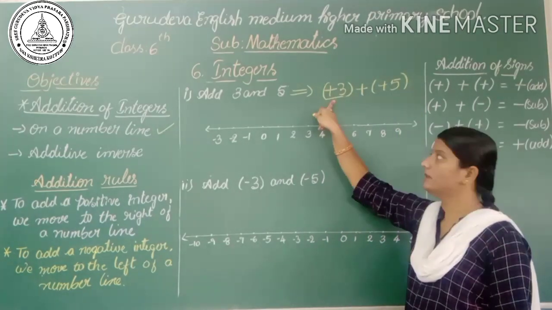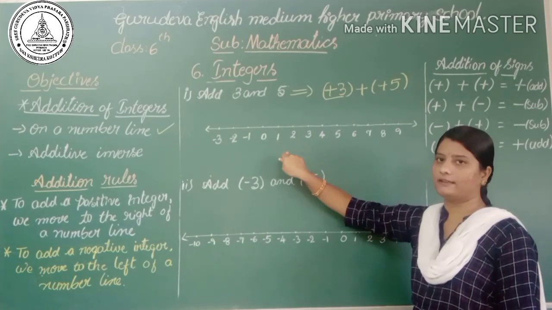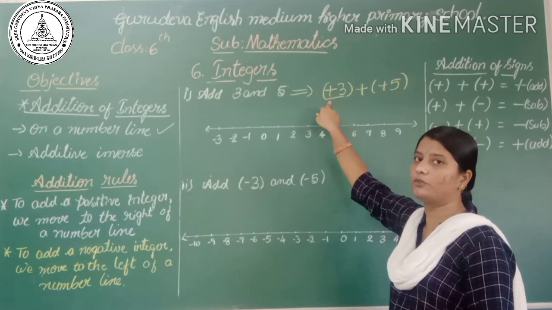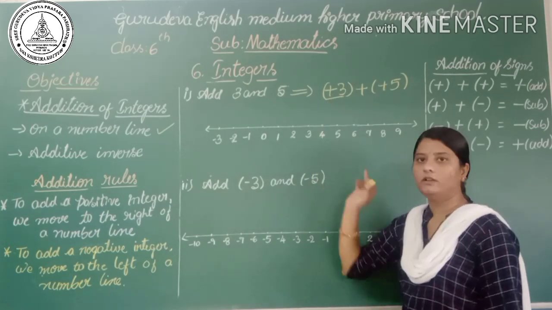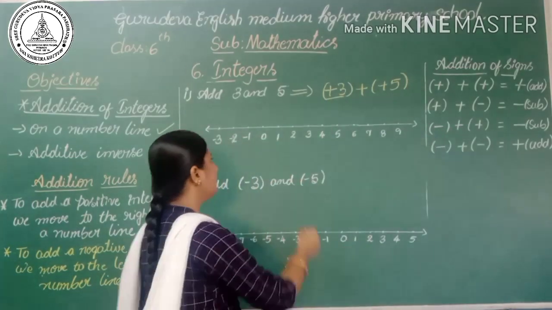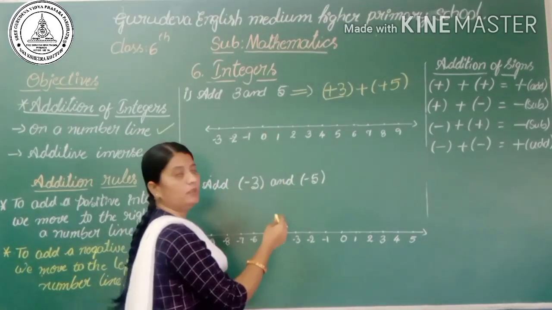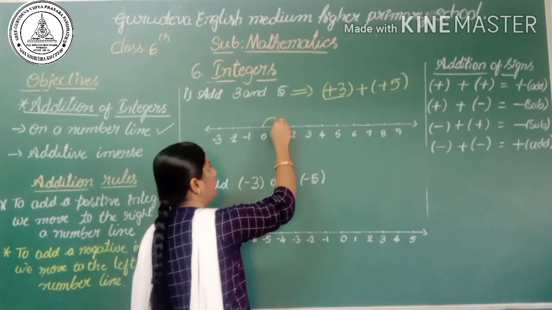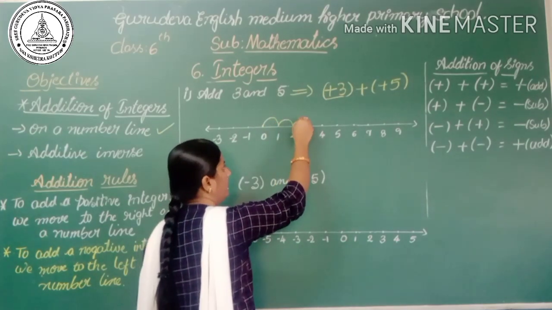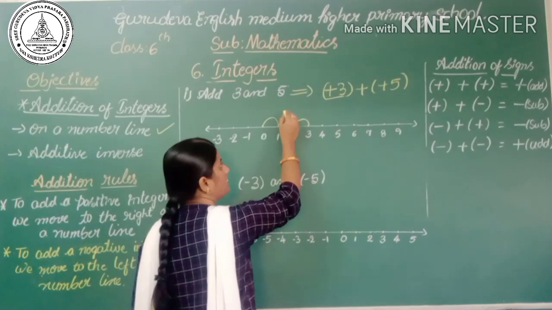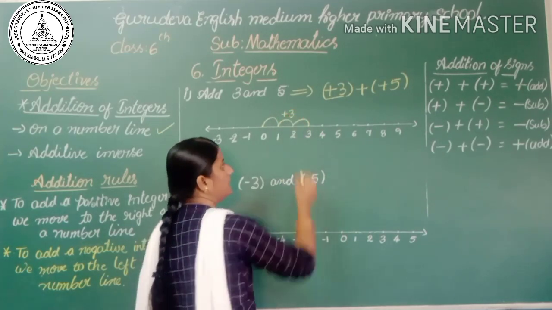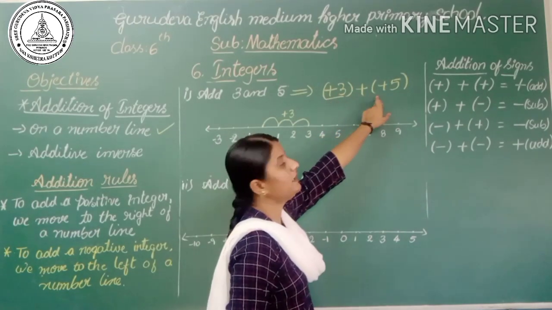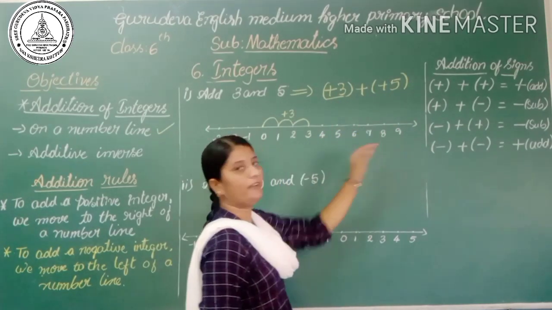Right. First mark 3 on a number line. To mark the +3, so it is a positive number, we have to move right of the 0. Here there is a 0. How many steps we have to move? That is 3 steps to the right side of a number line. Here 1, 2, 3. Right. So it is +3. Okay. Then again we have to move +5 to the right of a number line.